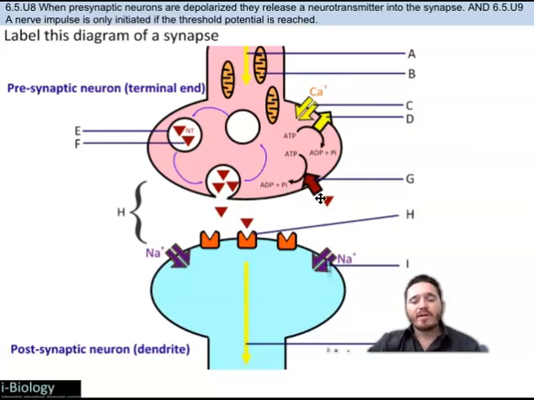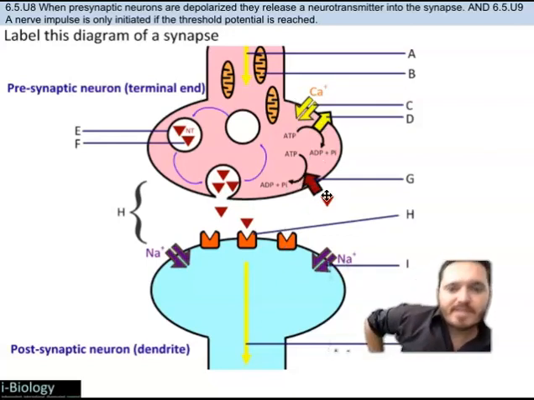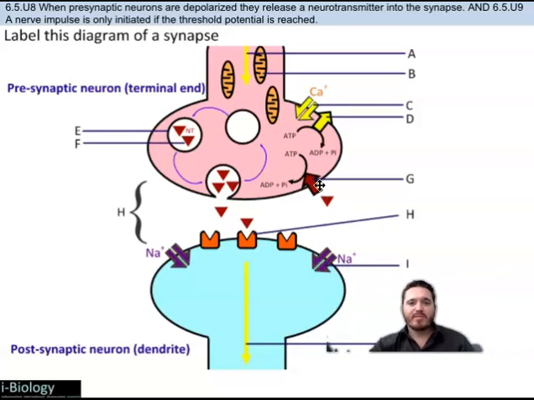And then we've got another thing over here. This is the reuptake pump that I was mentioning before. That's the pump that brings the neurotransmitter and recycles it, brings it back into the presynaptic neuron so that it can be reused at a later time.